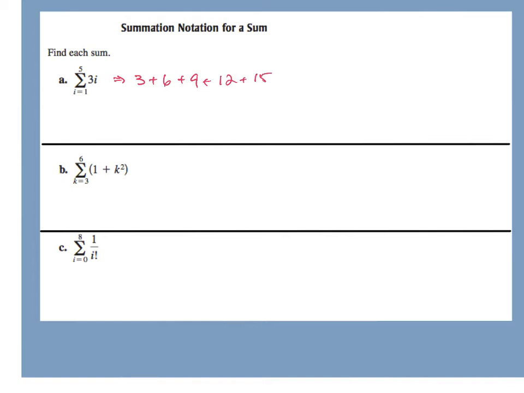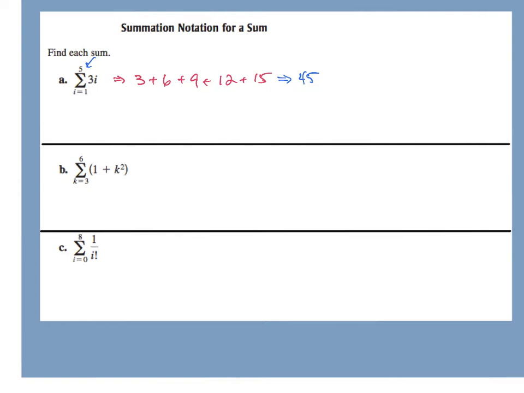And then I substitute in 6. No, 18. I don't want to substitute in 6. Why not? Because I stop at 5. All right. So now I need to add up all those together, and I end up with 45.